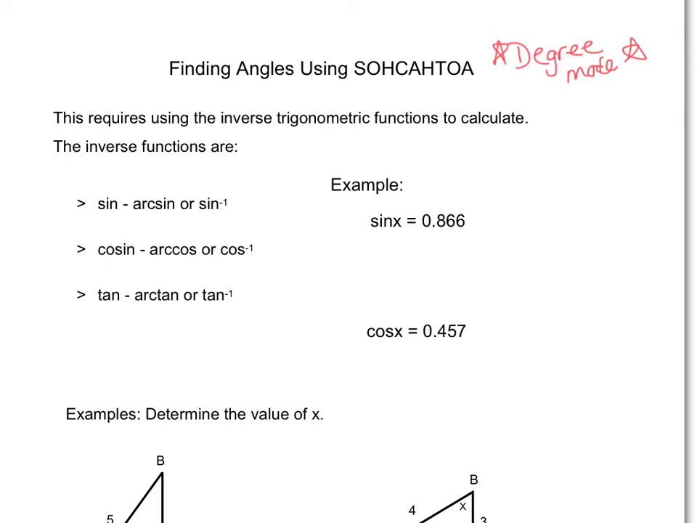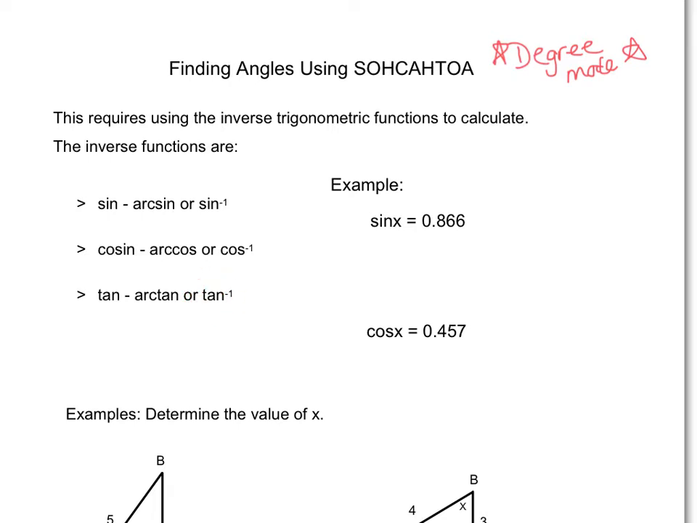Now to find the angles using our sohcahtoa, our sine, cosine, and tangent ratios, we're going to have to use the inverse trigonometric functions. For sine, the inverse is called arcsine, or on your calculator it'll look like this, sine to the -1. This is the inverse of the sine function. For the cosine function, the inverse is the arc cosine, but on your calculator you'll see it as cos to the -1. And for the tangent function, the inverse is arc tan, or tan to the -1.